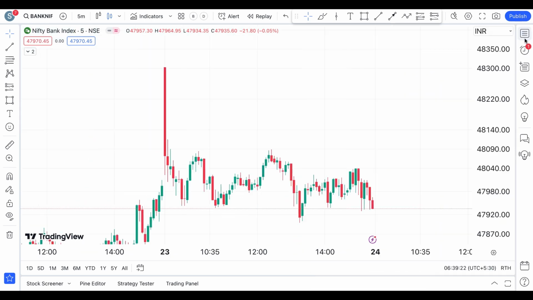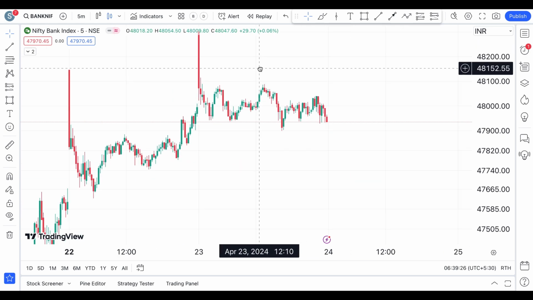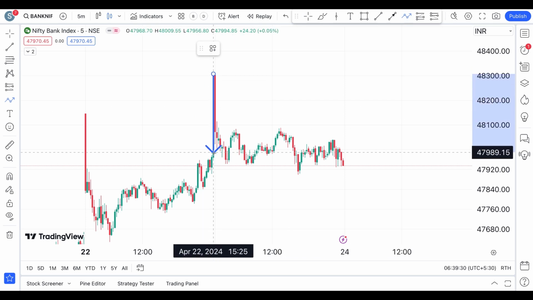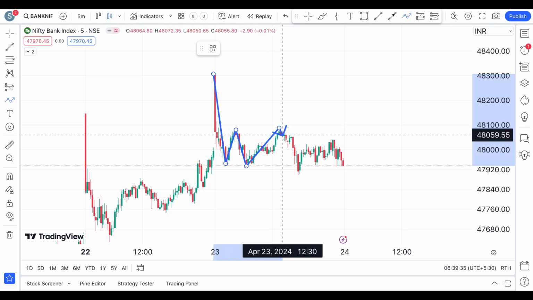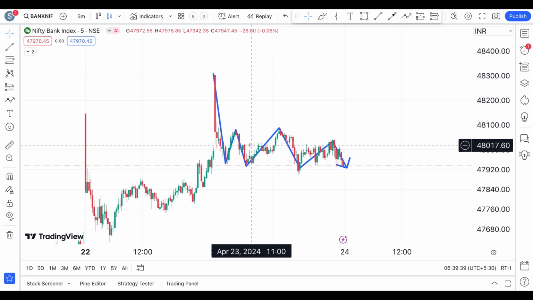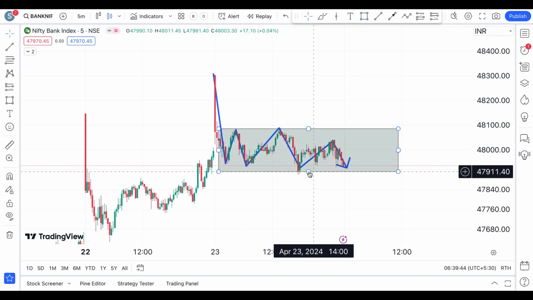Let me just remove all these drawings. Let me also take that away. And as you can see, yesterday, apart from the starting moment, after that we have absolutely sideways momentum, excuse me. So all this price action was in absolutely this range.